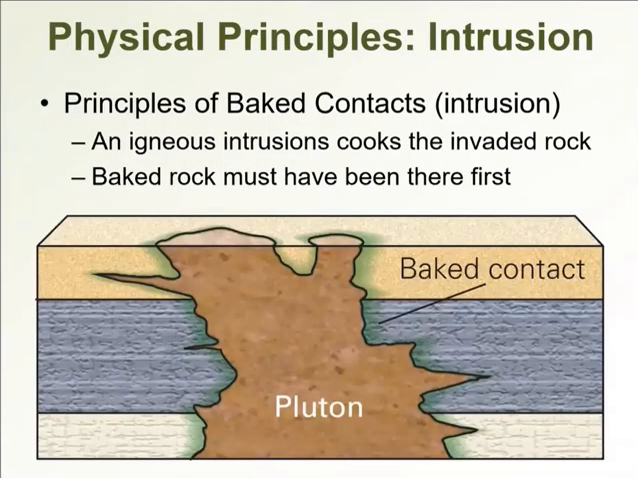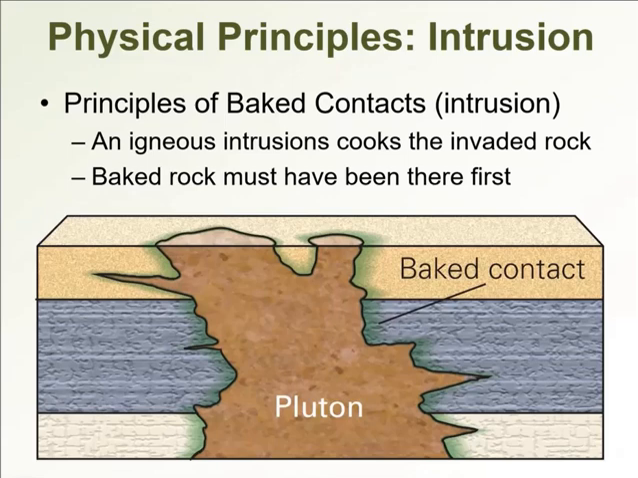Intrusion. So this is baked contacts. So when you have an intrusion of igneous rocks, a lot of times they'll actually bake or metamorphose the rock they're touching. And so that means that the intrusion has to be younger than the material that it has intruded into. So this ends up being important because sometimes you have igneous material that then has sedimentary material deposited on top of it or around it.